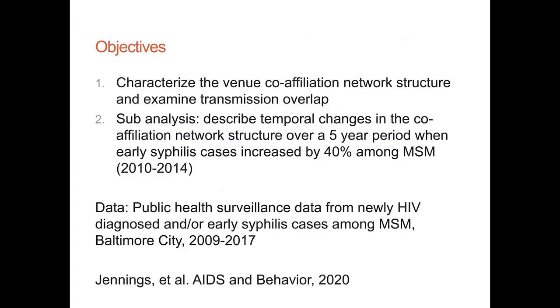So then our next piece of work was to characterize venue co-affiliation network structures and examine transmission overlap. So here we were looking at HIV and syphilis together. We know that they co-occur very frequently among MSM, and we were asking, are these the same transmission networks? And can we demonstrate that in a venue affiliation network? And then we also did a sub-analysis to describe temporal changes during the course when early syphilis cases were increasing by 40% among MSM from a time period from 2010 to 2014.